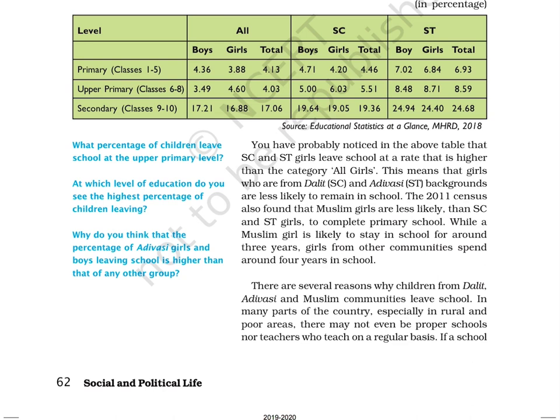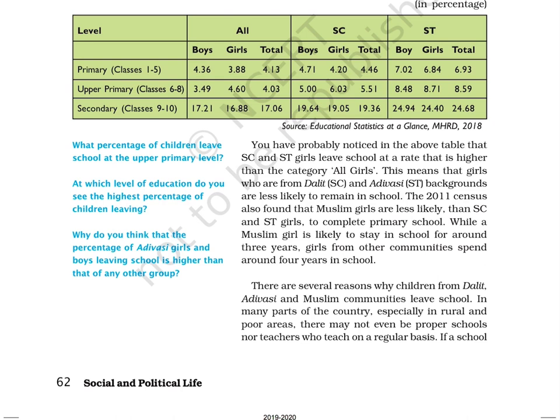This means that girls who are from Dalit, that is SC, and Adivasi, that is ST backgrounds, are less likely to remain in school. The 2011 census also found that Muslim girls are less likely than SC and ST girls to complete primary school, while a Muslim girl is likely to stay in school for around 3 years. Girls from other communities spend around 4 years in school.